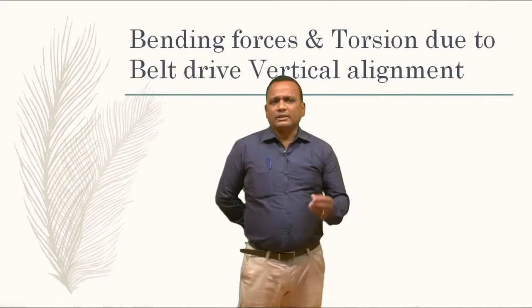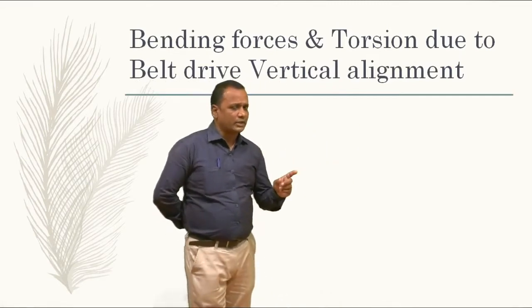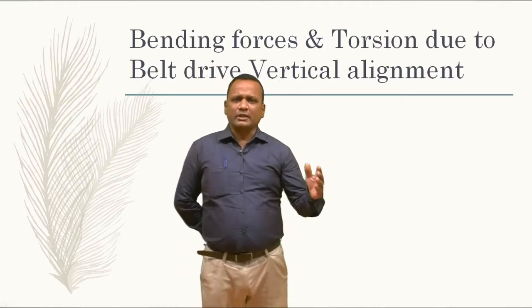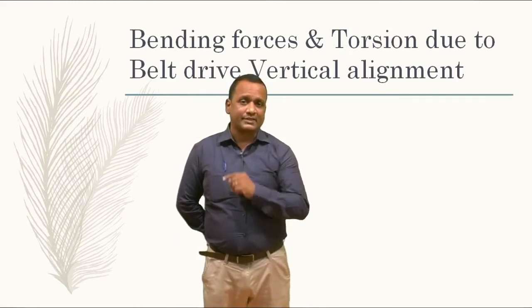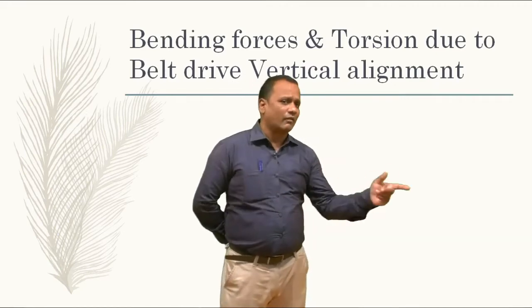Next would be the bending and torsion force of the belt drive if there is a vertical alignment. The important thing here, when it comes to a belt drive, is horizontal alignment versus vertical alignment. In horizontal alignment, both vertical and horizontal forces come into existence. But in vertical alignment, the horizontal force doesn't come into existence. Let's see how that happens.